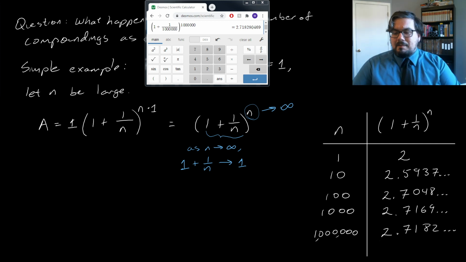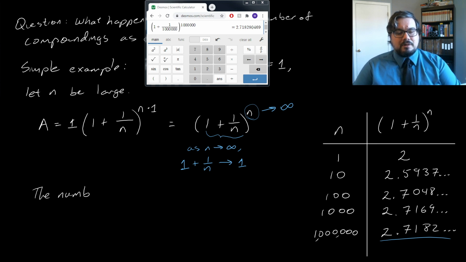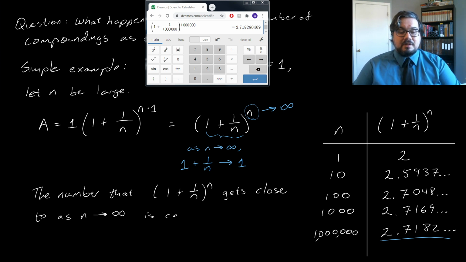And in fact, the number that we're approaching here has a special name. It turns out to be vitally important in many areas of mathematics. The number that (1 + 1/n)^n gets close to as n goes to infinity is called Euler's number and is denoted with simply a lowercase e.